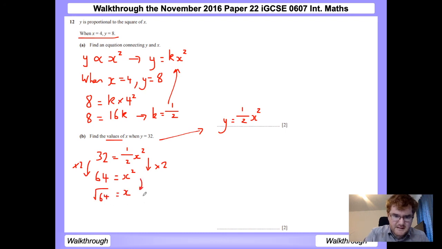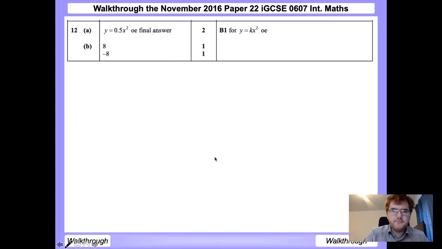And then this is where we have to be careful when we square root, because you always get two answers when you square root, so x is equal to plus and minus 8. Clue in the question, they do say the word values, so we've got 8 and minus 8 to make this nice and clear. Good. Check the answers. They put 0.5, the same as a half, that's fine, and then 8 and minus 8 for our answers there.